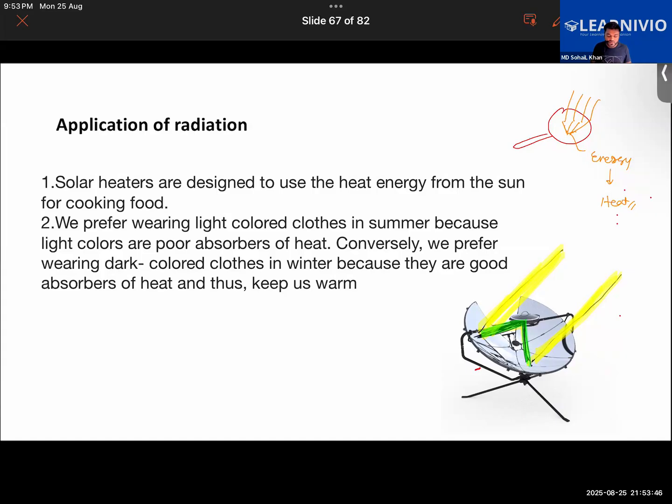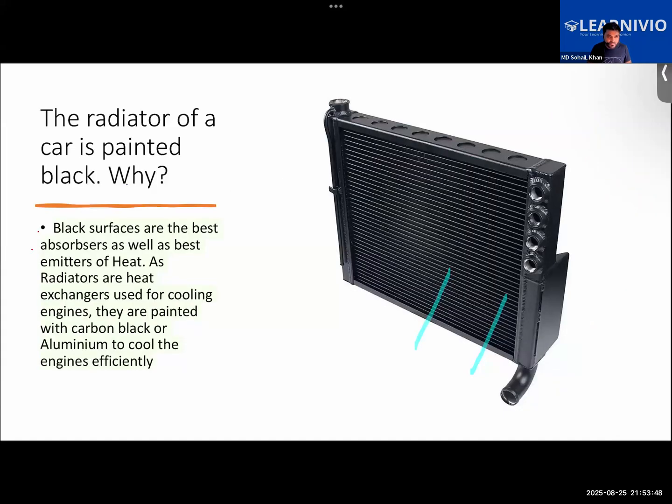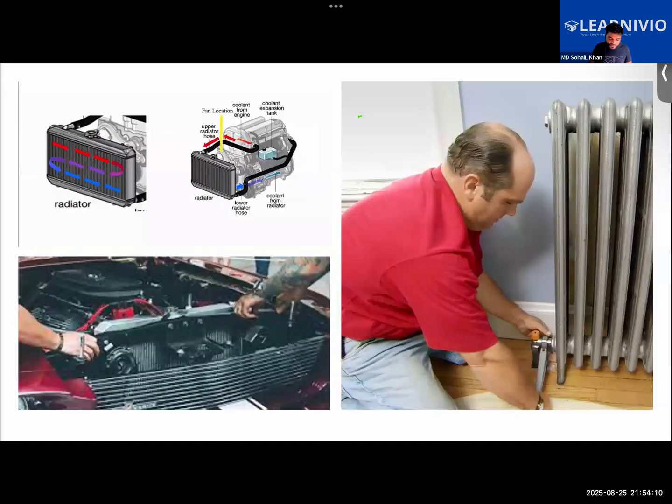Again, we have this question: why is the radiator of the car painted black on the front of the car? This radiator is installed in order to keep the engine of the car cool. It will be absorbing the heat coming from the engine, and it will release the heat into the environment, into the air. So they are painted black in order to cool the engine in an efficient manner. As you can see here, this is where the radiators are put in front of the car engine.